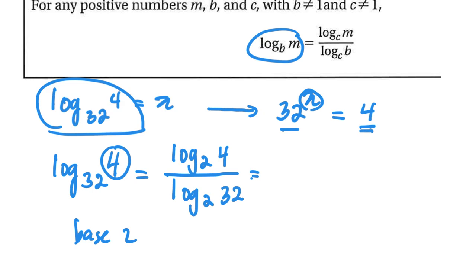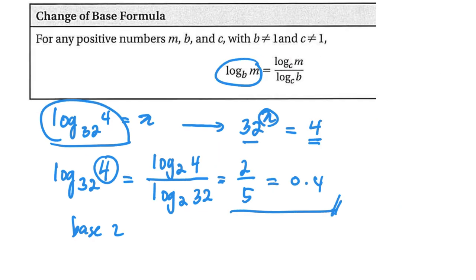Now that they are in base 2, it's easier for us to simplify. Log base 2 of 4 is going to give you 2, and log base 2 of 32 is going to give you 5. So the final answer is 2 over 5, or simply 0.4.